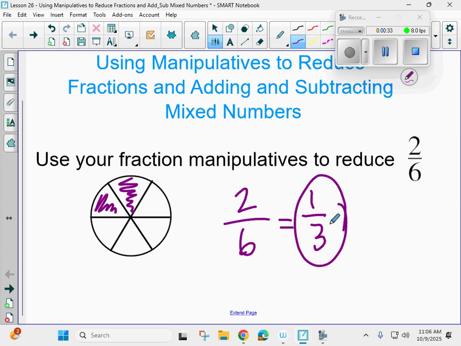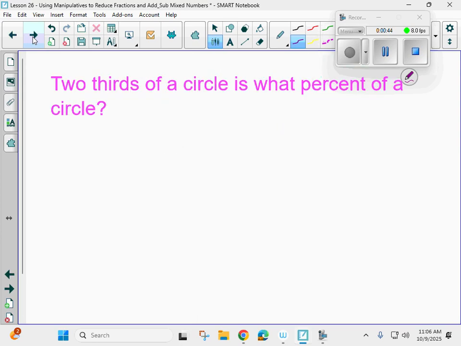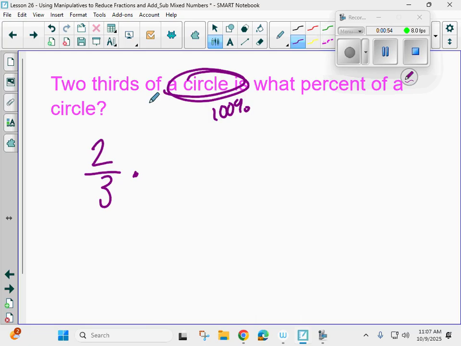And again, if you split this into now thirds, right, that is the same thing as a third. All right. 2/3 of a circle is what percent of a circle? 2/3 of a circle, meaning the whole thing, of 100%. So we're really doing 2/3 of 100%. Pay attention to this one because it's tricky and we haven't done one like this.